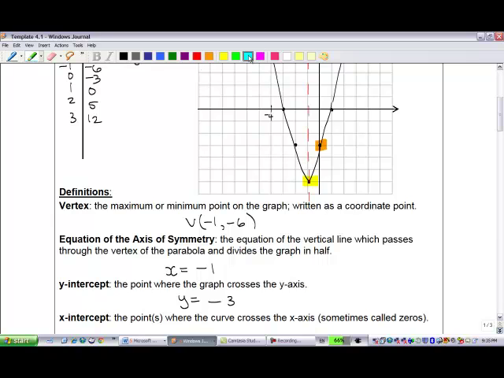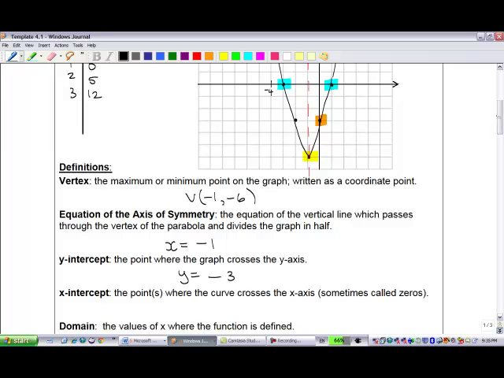X-intercepts, 2 of them in this case, and you have the potential of having no x-intercepts, 1 x-intercept, or 2 x-intercepts when we talk about parabolas. So here I can just pick off from the graph, that's at negative 3 and 1.